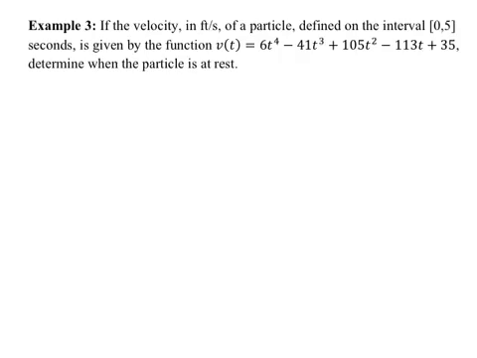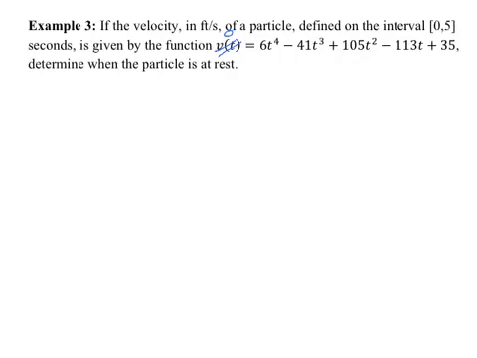Well, for a particle to be at rest, or something not to be moving, it has to have no velocity. And since this is the velocity function, we'll just go ahead and set it equal to 0. So in reality, what we're doing is we're finding the zeros of the function v of t, or we're finding the roots of the equation when this is set equal to 0. We're finding the roots. So we'll use the rational root theorem.